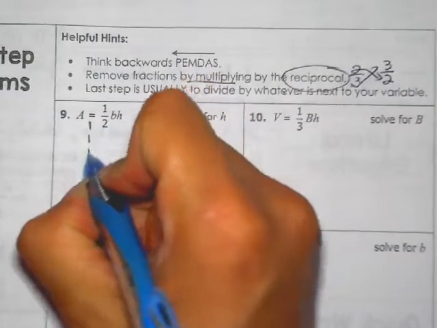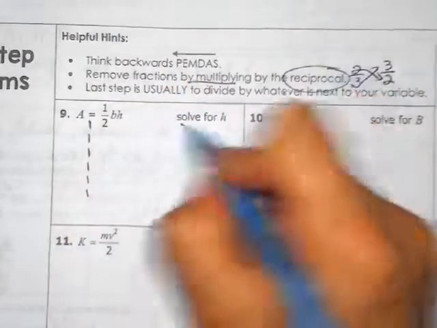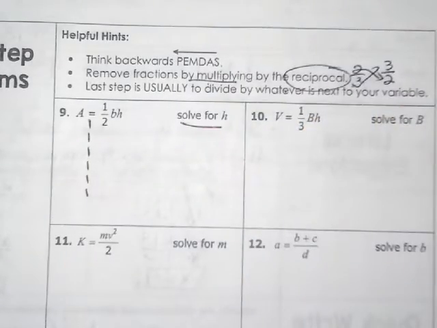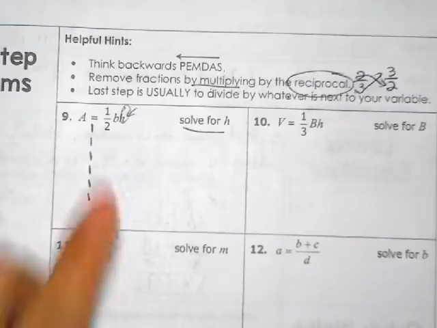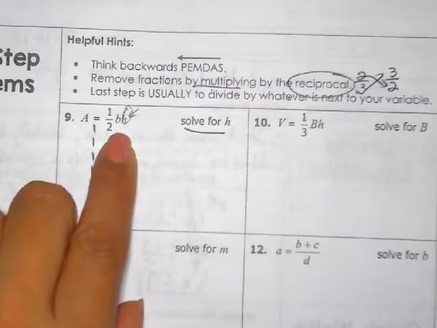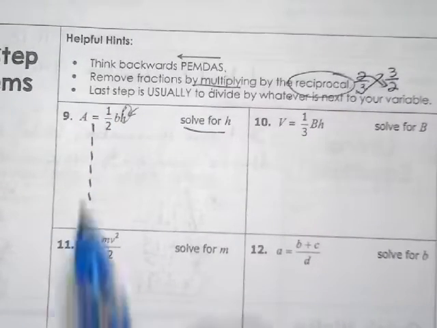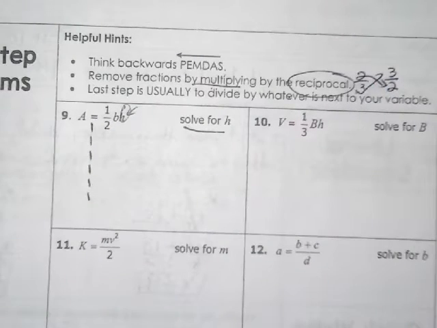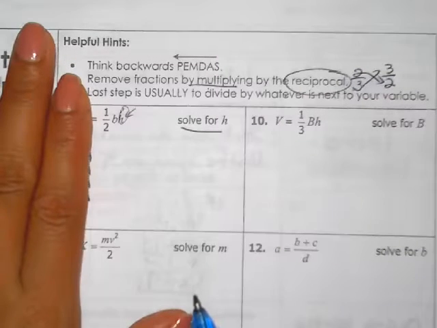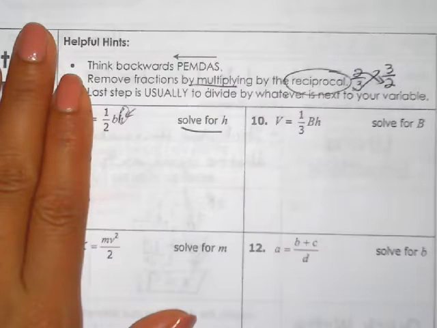Let's do number 9. We're going to solve for H. There is H. So I need to get rid of the half and the B. It doesn't matter which one I start with because they're both being multiplied. So it doesn't matter which one. So Fabricio, which one do you want to start with? Which one? 1/2. Okay, how do we get rid of a 1/2?